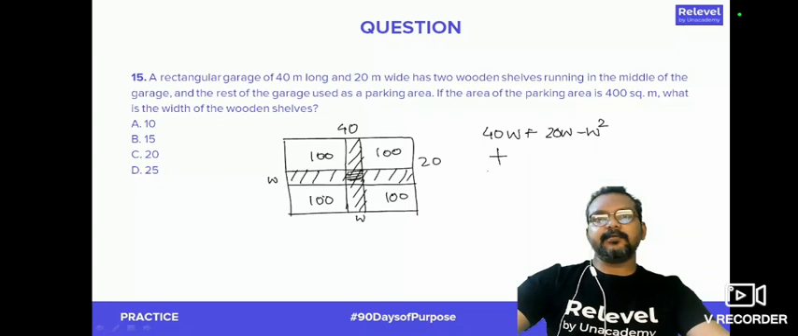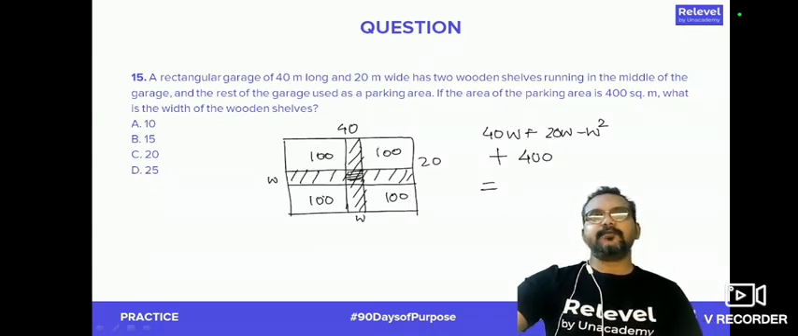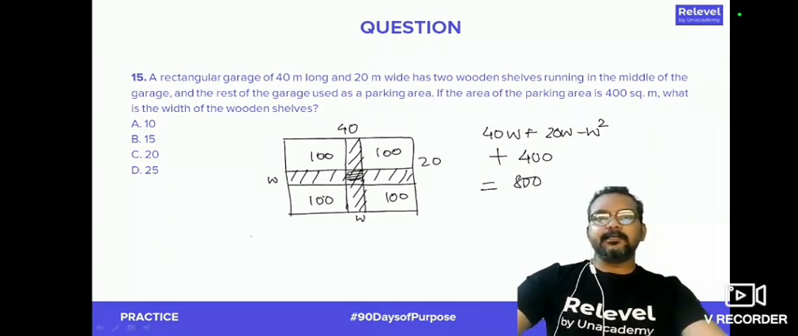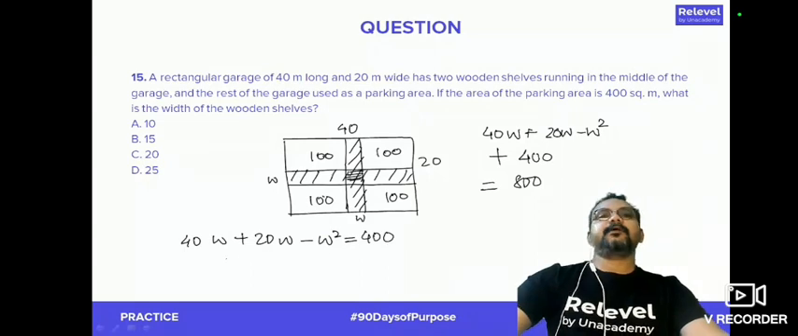These 4 areas, which is 400, is the area of the entire figure, which is 40 by 20, which is 800. So what we end up getting is 40W plus 20W minus W squared is 400. So W squared minus 60W plus 400 is 0.